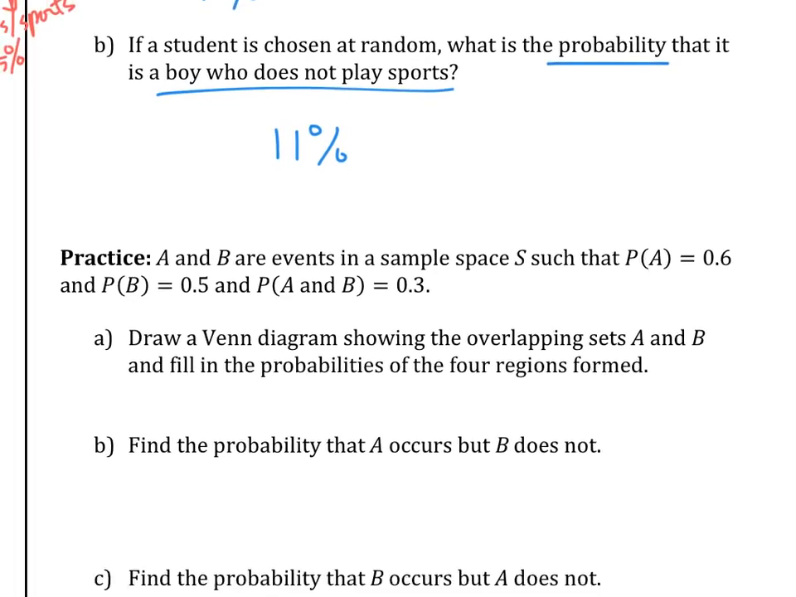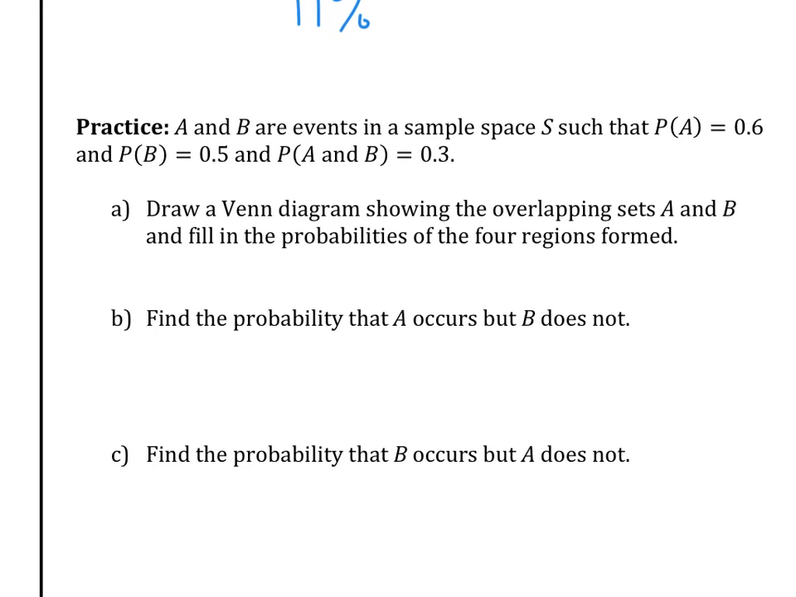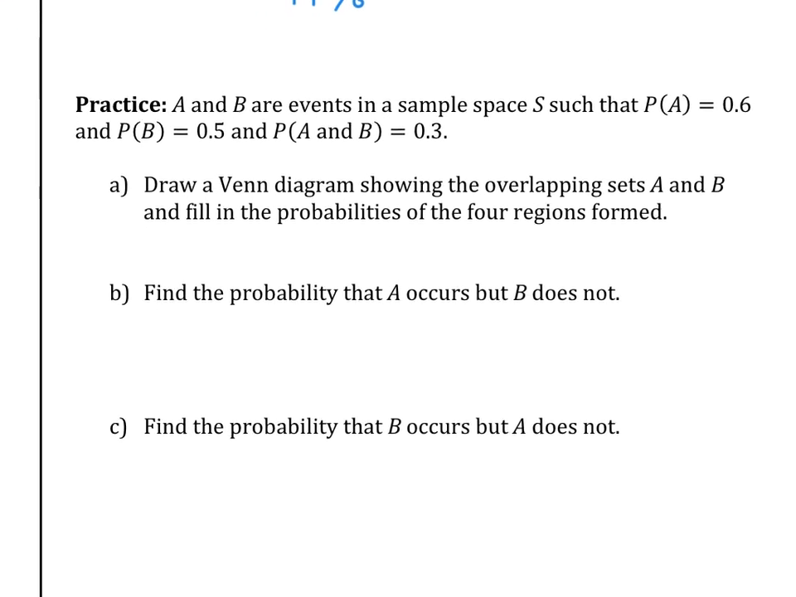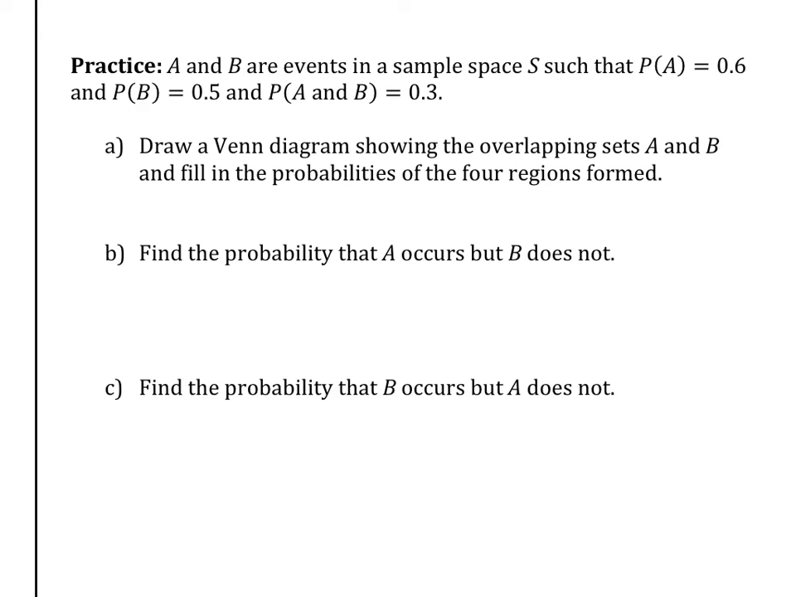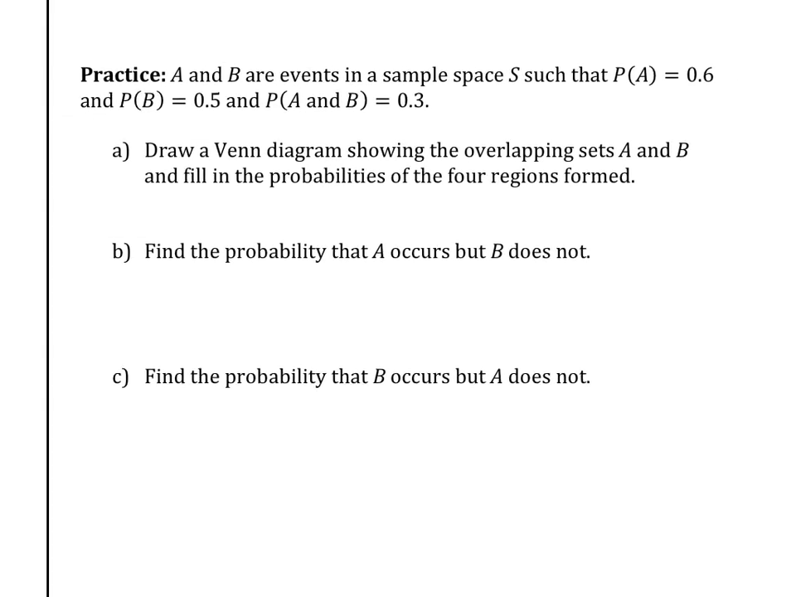All right, let's look at one where you are going to do this yourself. Okay, so this time there are no categories except for A and B. Let's look at the question first. A and B are events in a sample space such that P of A, the probability of A, is 0.6. That means 60% if you want to change it. P of B is 0.5, and P of A and B is 0.3. Probability of A and B means where they overlap.